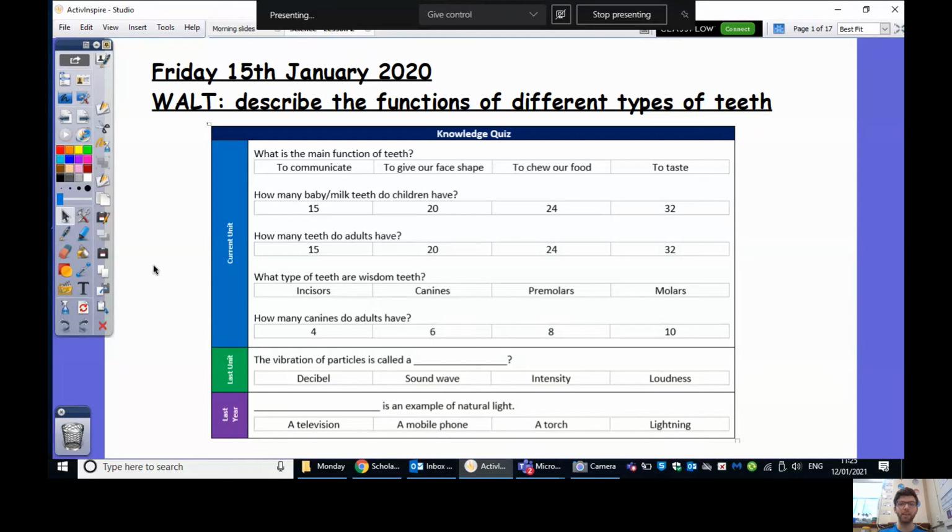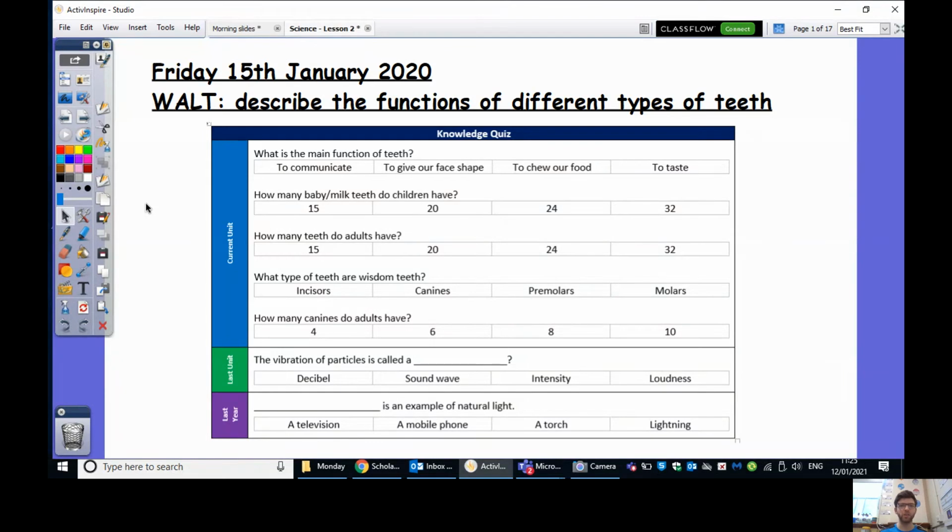So we are going to be continuing our animals, including humans topic, focusing on teeth. Before we get into that, let's do a bit of a recap on the lesson that we did last week. I'm just going to share my screen, and hopefully you will have this quiz in front of you.